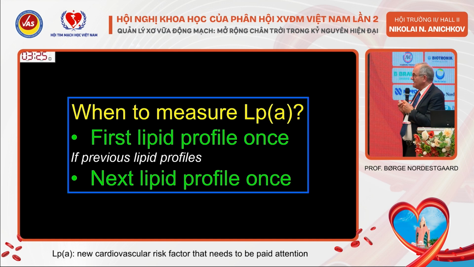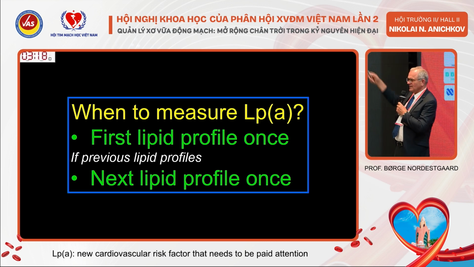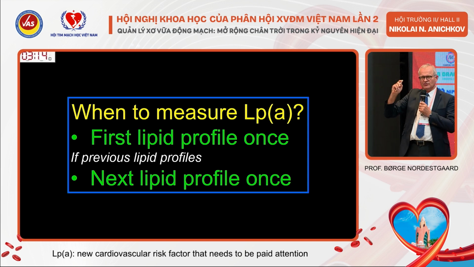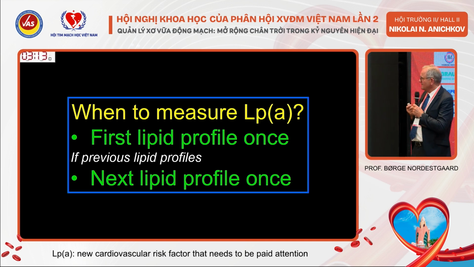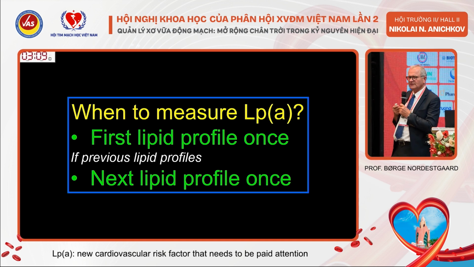When should you measure Lp(a) in your patients? Well, I think the Canadian guidelines get it really right. They say with the first lipid profile, if you decide to do a lipid profile, just measure Lp(a) once so you know about this genetic risk. If you already had previous lipid profiles, just do it on the next profile.